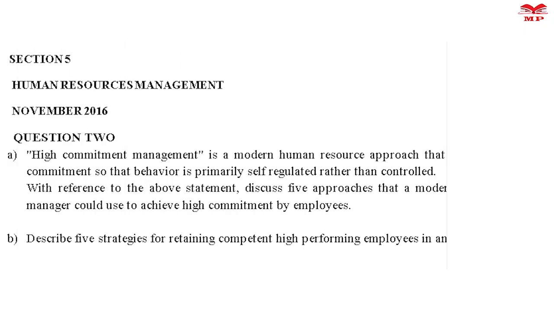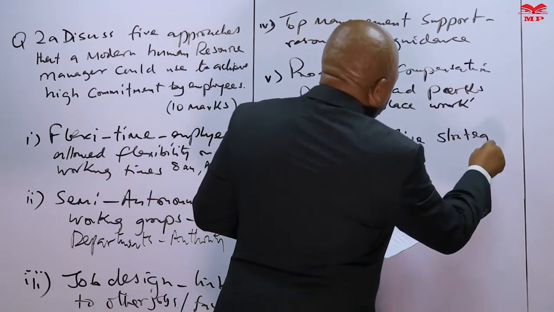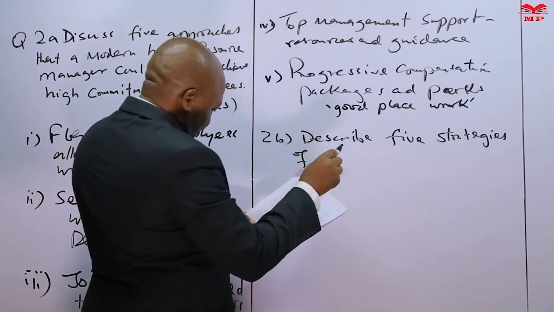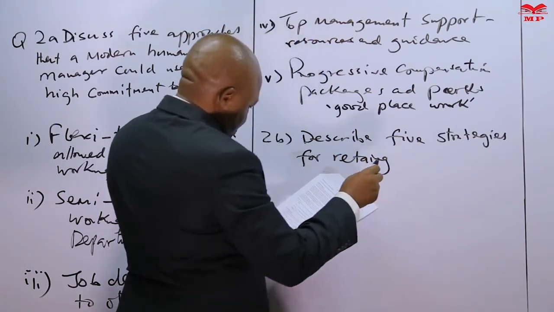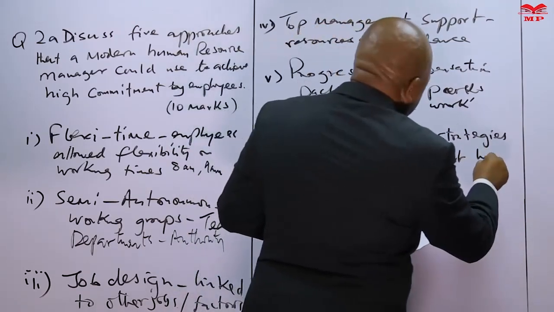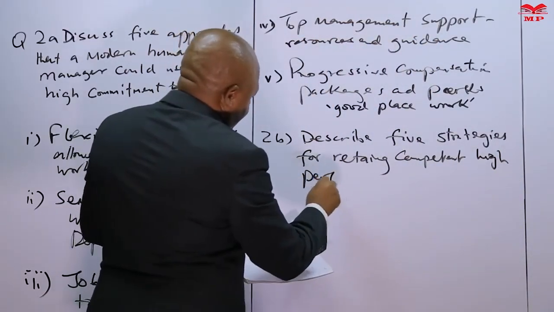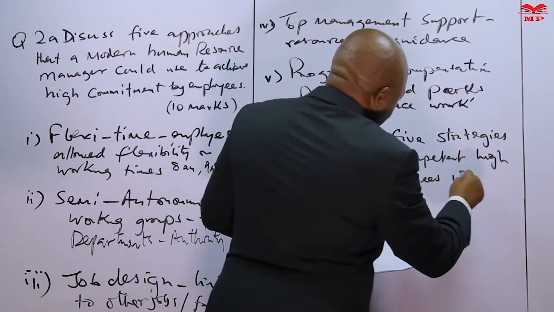Now we can have a look at question 2B, which required that the candidates describe 5 strategies for retaining high-performing employees in an organization. Describe 5 strategies for retaining competent, high performing employees in an organization.